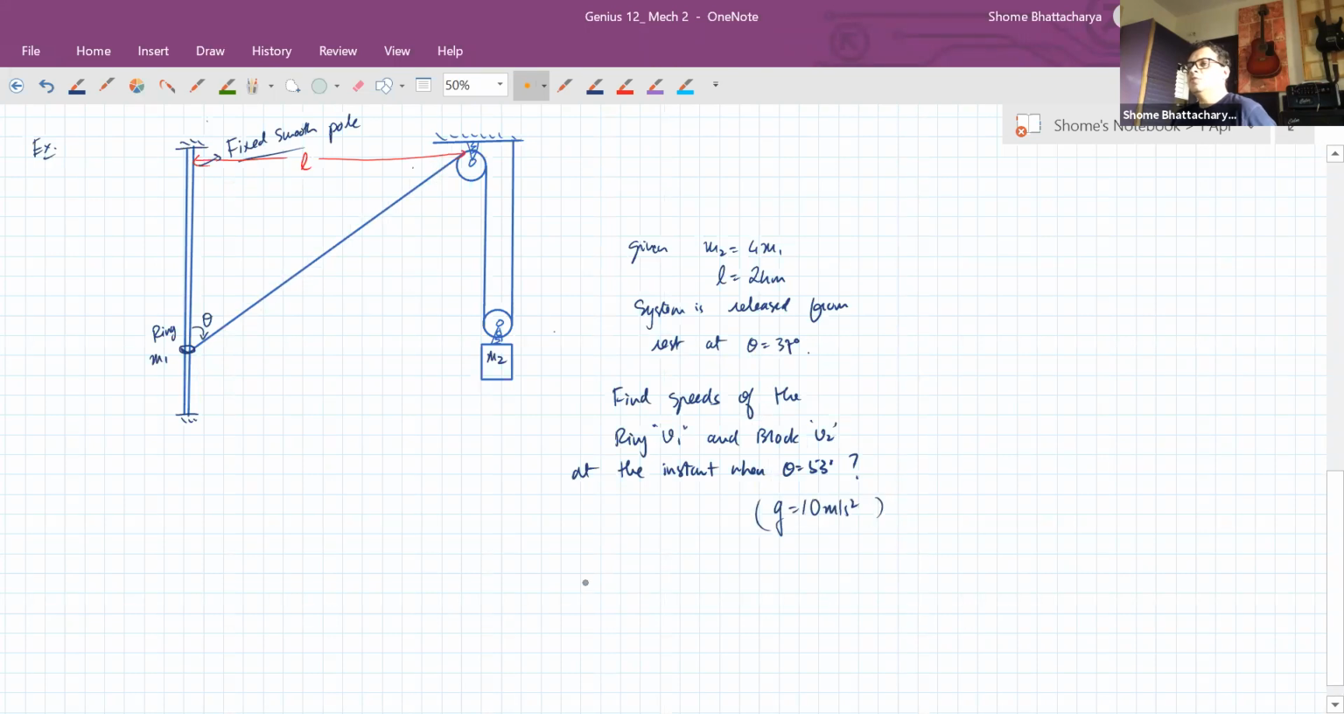Okay. So first of all, what I want you to do is find the V1 to V2 ratio when theta is equal to 53 degrees at that instant. And then find the value of V1 in meters per second, V2 in meters per second.